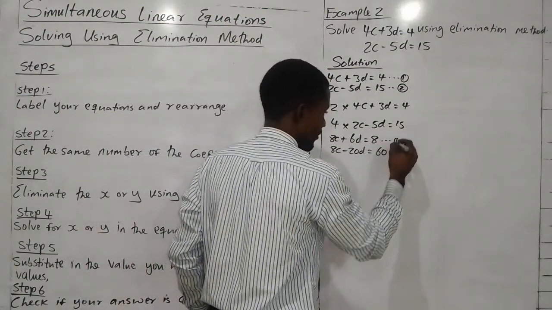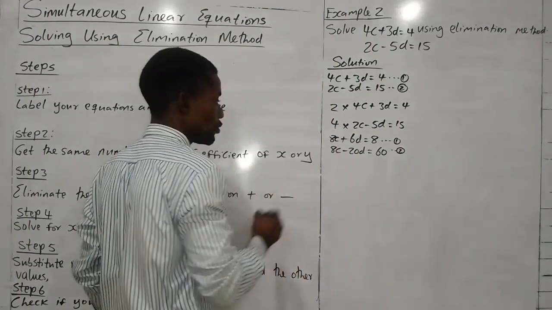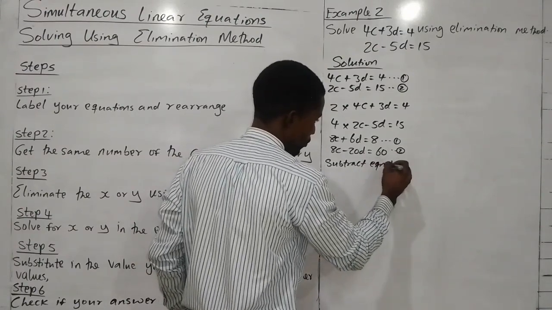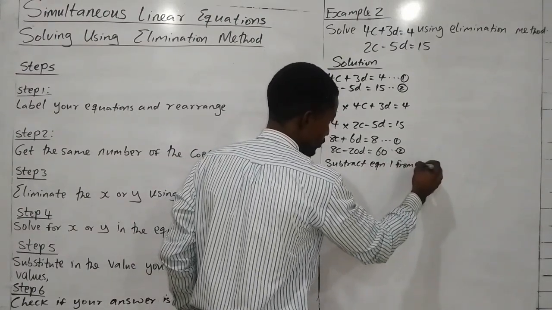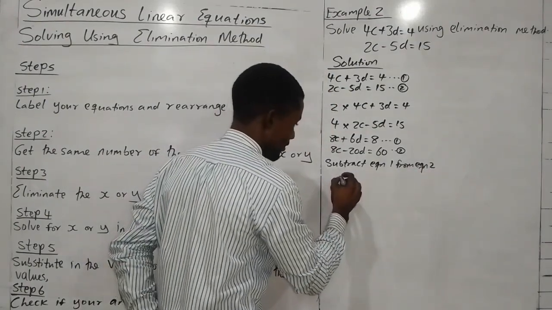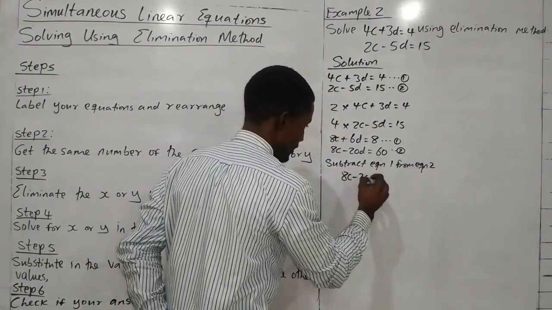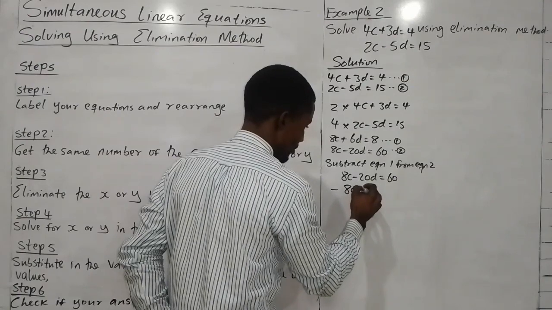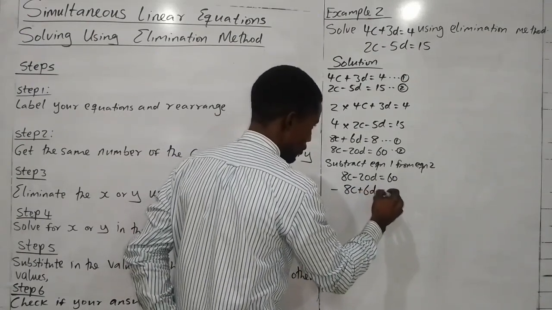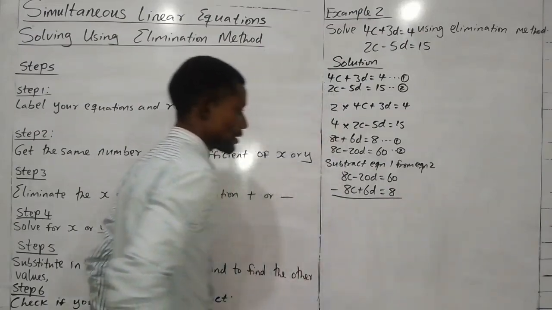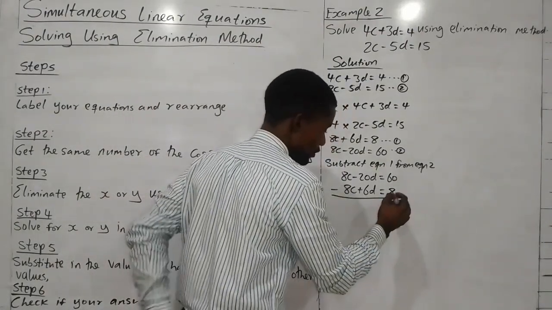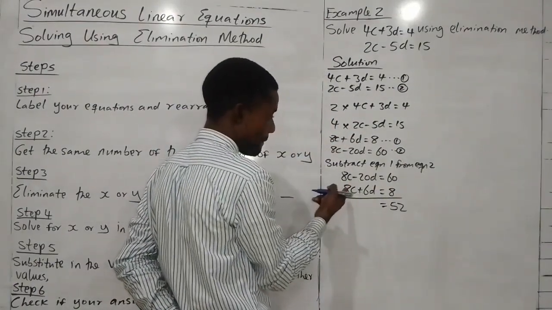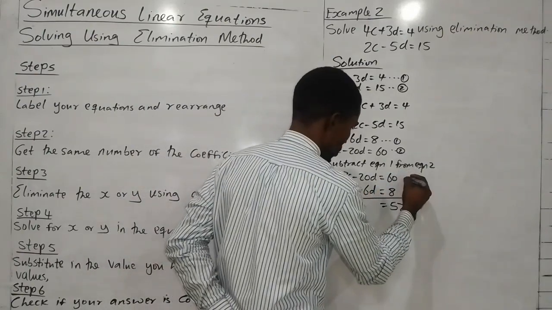So I have my equation 1 again, and I have my equation 2. So what do I need to do? Subtract equation 1 from equation 2. So we have 8c minus 20d equals 60, minus 8c plus 6d equals 8. We want to subtract that. Now, 60 minus 8 is going to give me 52, equals minus 20 minus plus 6. This is what we have.